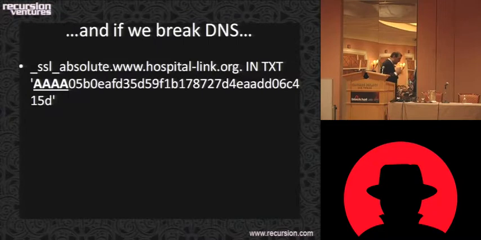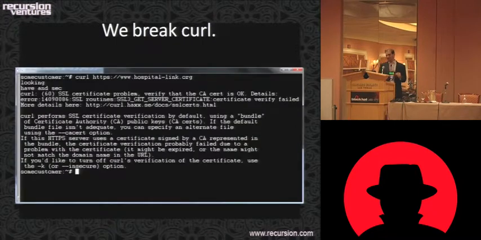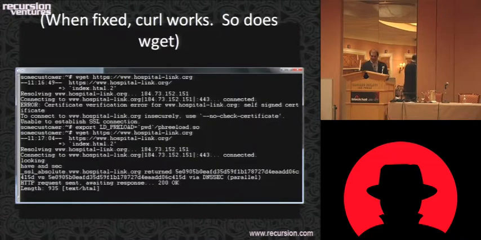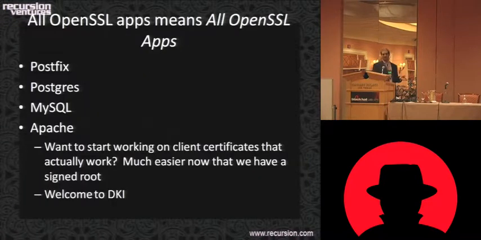So, if we break the actual thing loaded in DNS, just to demonstrate, what we see in curl is curl stops working. Even though it's doing a lookup in DNS, the wrong signature came back, and therefore it is rejected. How cool is that? Now when we fix it, curl works. You know what else works? wget works. You know what else works? Postfix, Postgres. You want to do secure database-to-database communication? MySQL. Apache. Why would Apache be interesting?